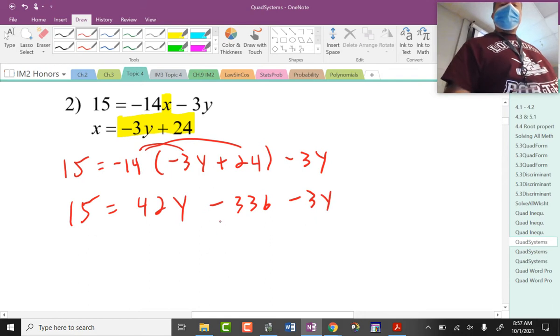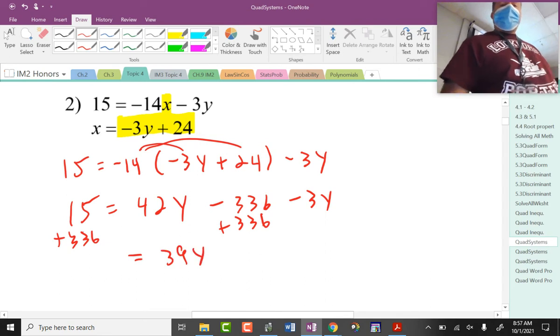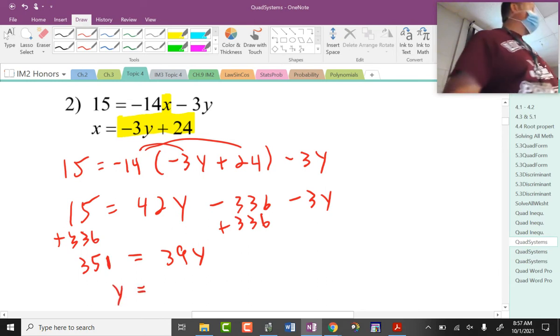All right, and then you have to add 336 to both sides. I know this ends up working out. And then on the right side, you got to combine those y's to be 39y. 46, 351, and then what is 351 divided by 39? What'd you get?